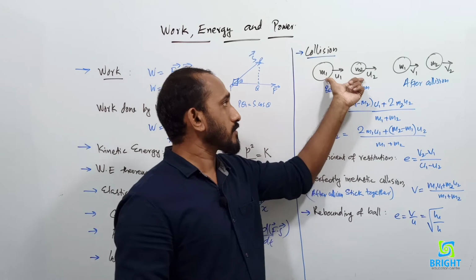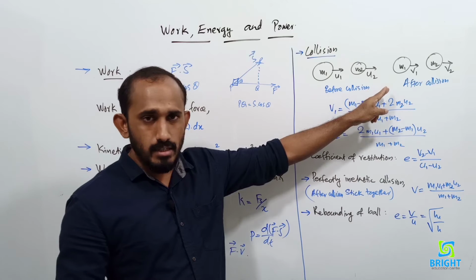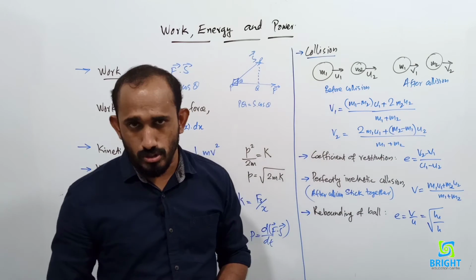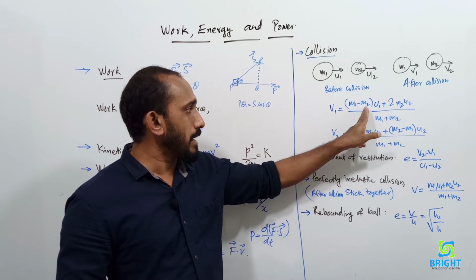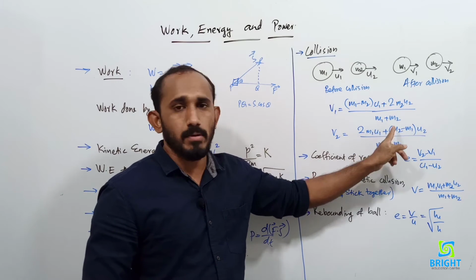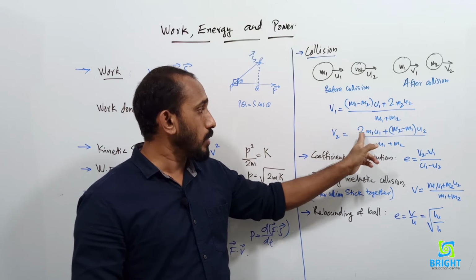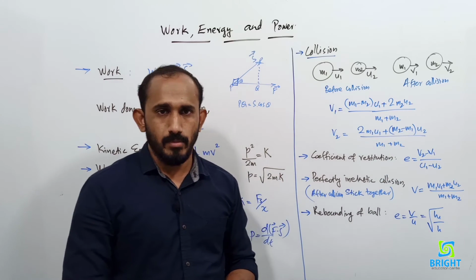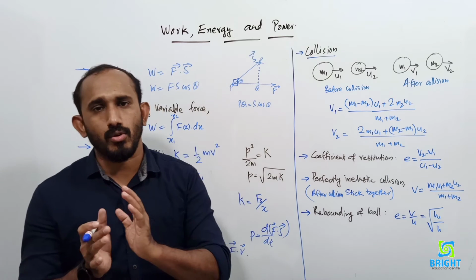So before collision, if the bodies are moving this way with u1 and u2, if u1 is greater than u2, they will collide, and after collision their velocities are v1 and v2. Then to get final velocities, we can have these two equations. Final velocity of first body v1 is equal to (m1 minus m2) into u1 plus 2 m2 u2, divided by m1 plus m2. And final velocity of second body v2 is equal to 2 m1 u1 plus (m2 minus m1) into u2, by m1 plus m2. So by using these two equations, you can find the final velocities in elastic collisions.